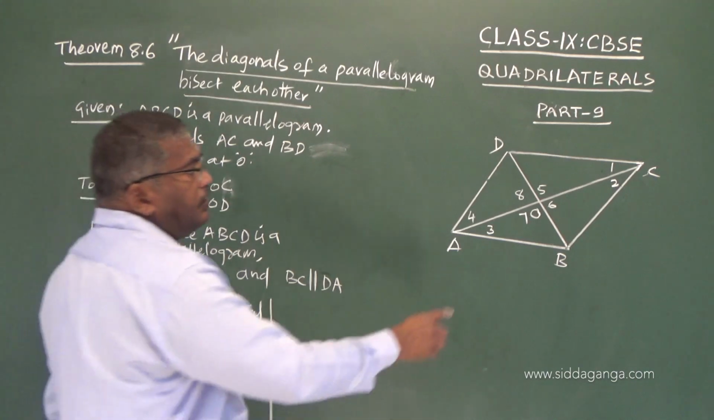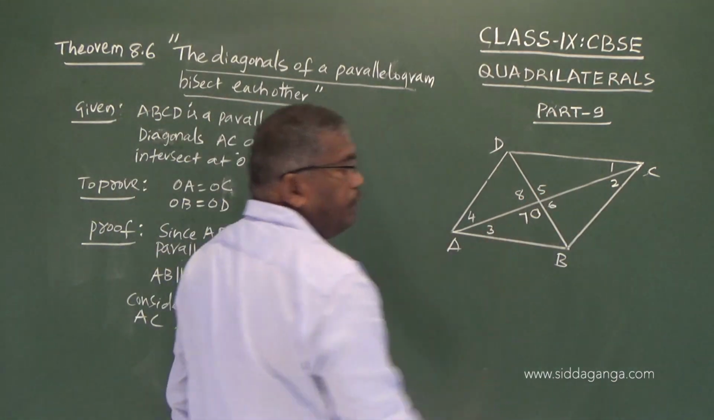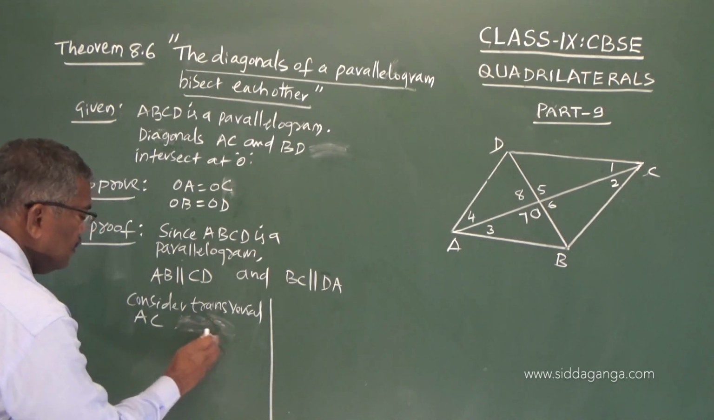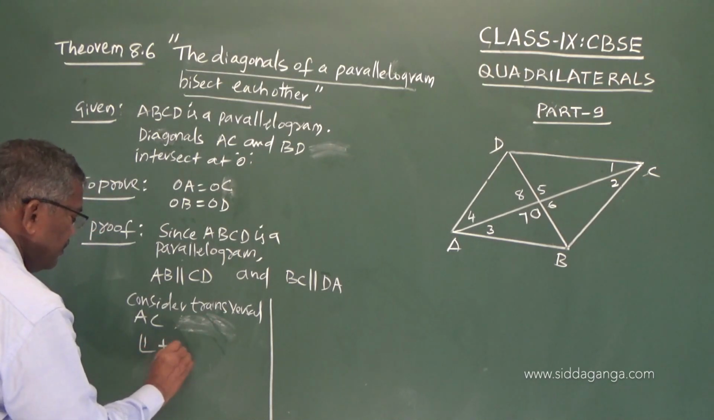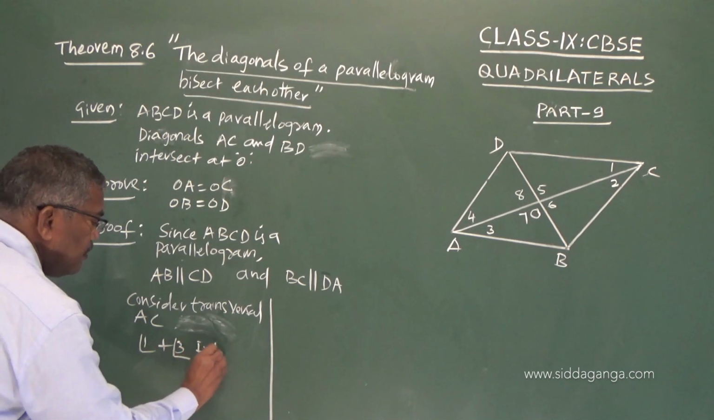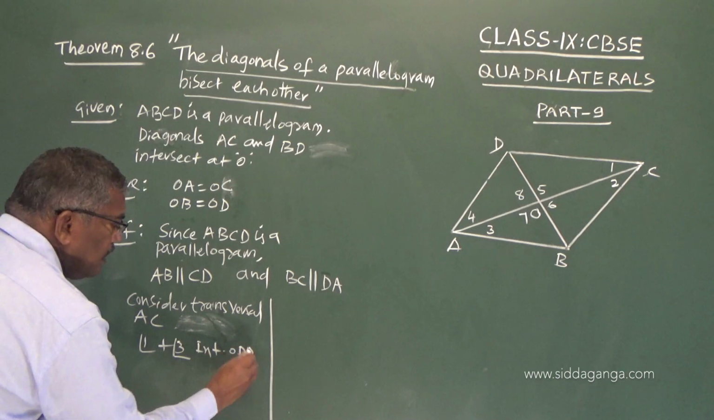So, what is the reason? Interior opposite angles. I will write it below. Angle 1 equals angle 3, interior opposite angles.